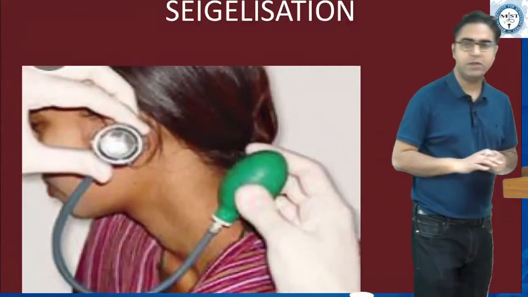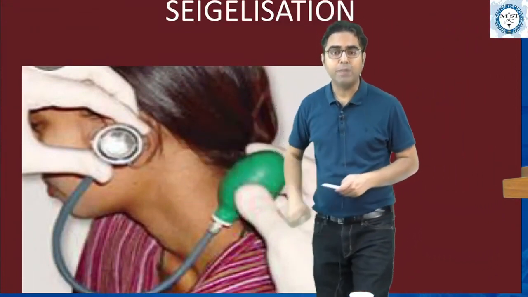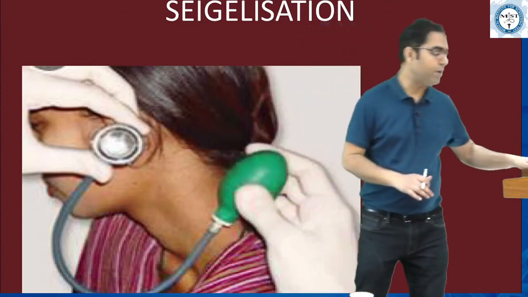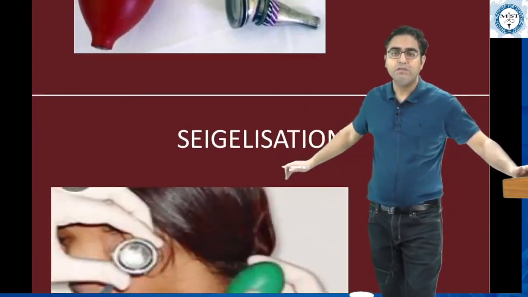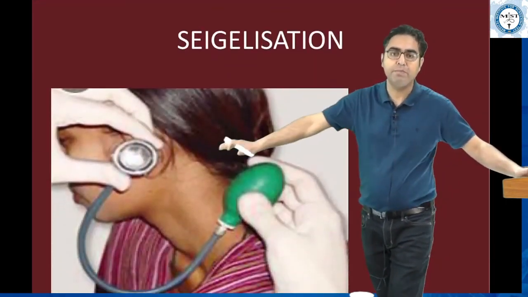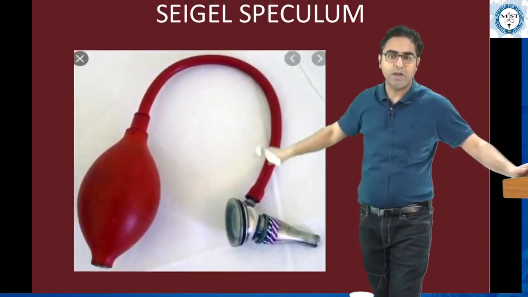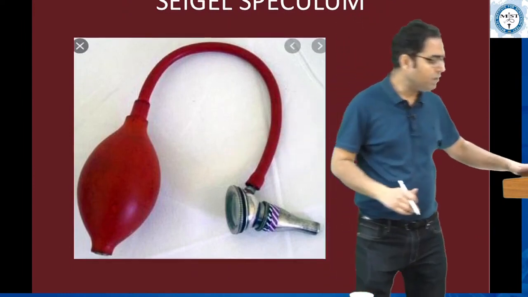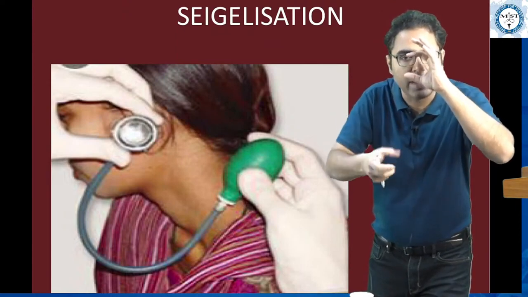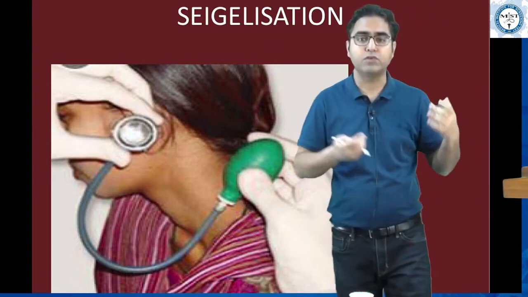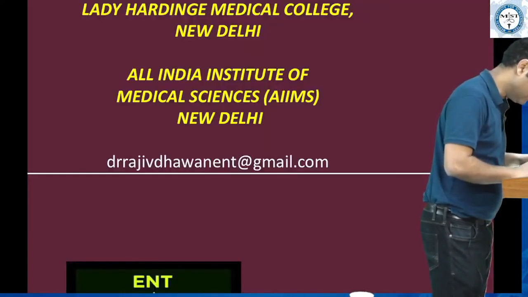Siegelization means putting air pressure on the tympanic membrane with the help of a speculum called the Siegle speculum. The Siegle speculum has a lens and a bulb. You put this lens in the ear of the patient and you look through it, then you press this bulb, and this is siegelization. Putting air pressure on the tympanic membrane is technically called siegelization. Am I clear?